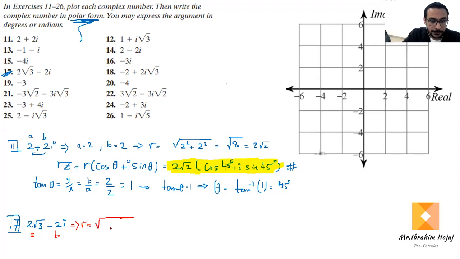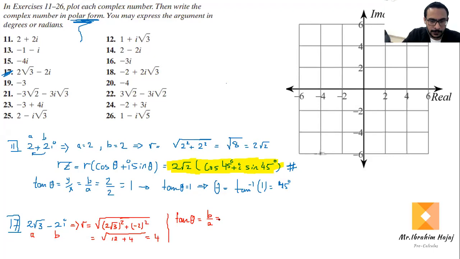Yes, to get r, we take 2 radical 3 squared plus negative 2 squared. How much is it? I need a calculator. 4 times 3 is 12, plus 4, so it's radical 16, and radical 16 is 4. This is the modulus. Now the argument.